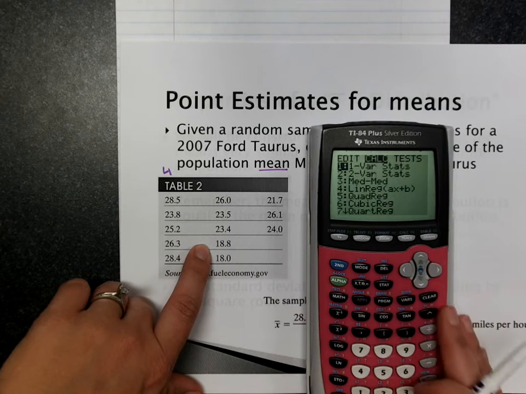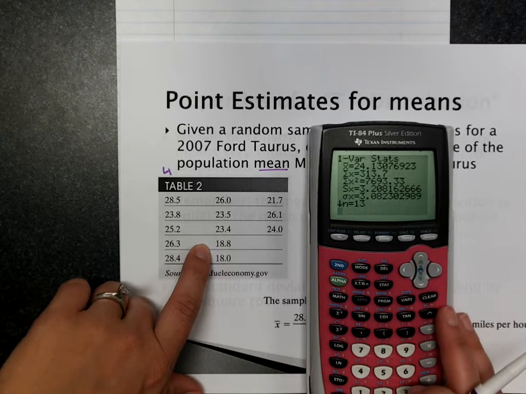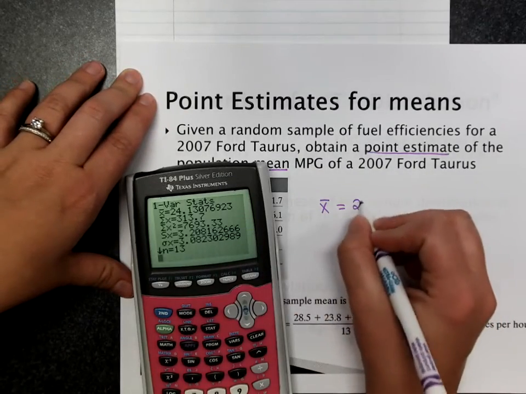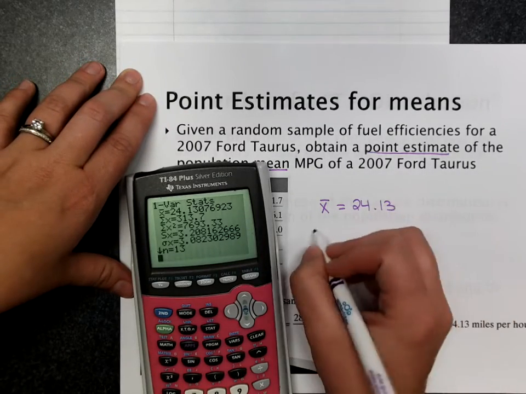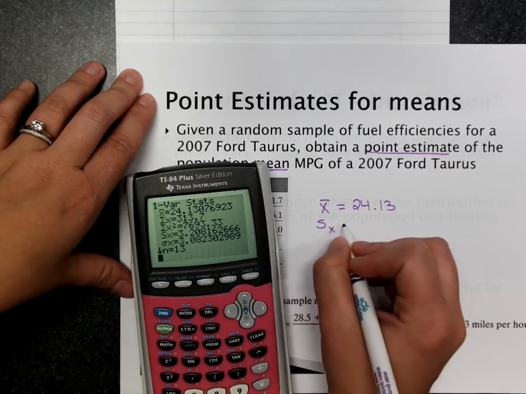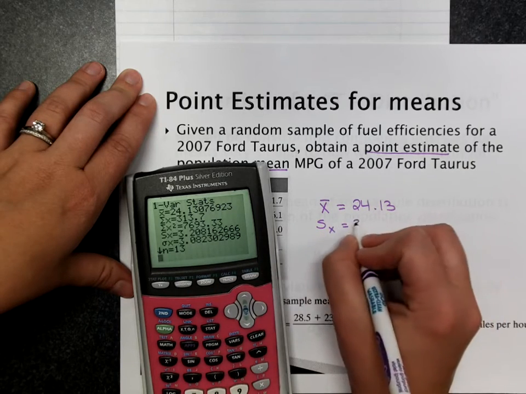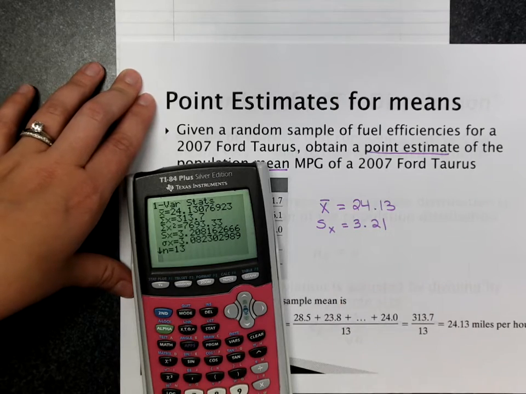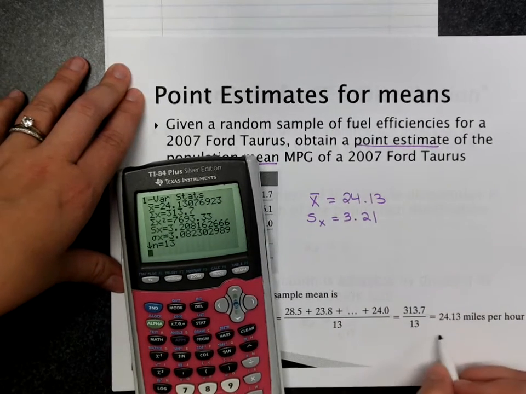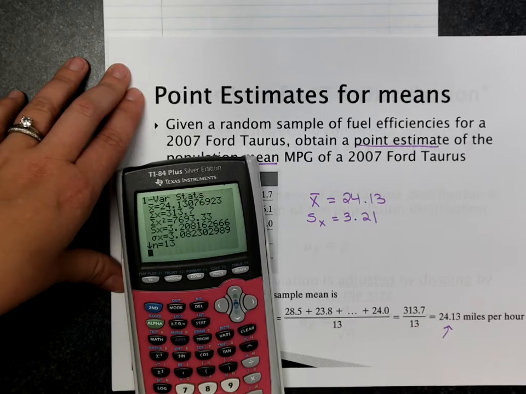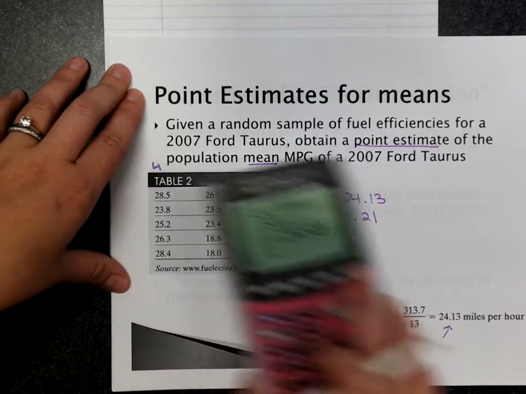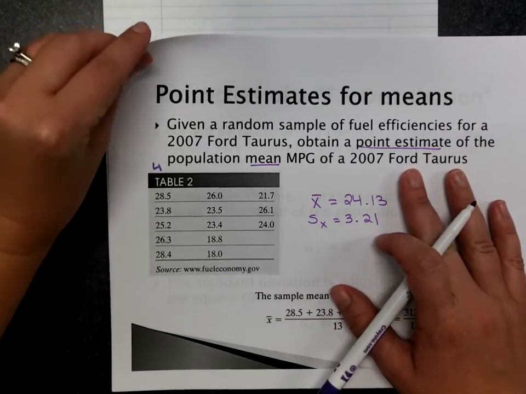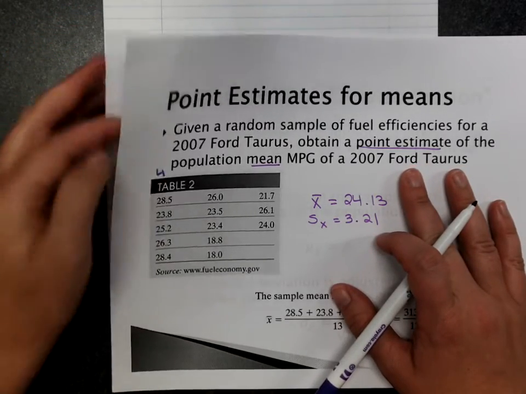If you go to stat calc 1-var stats, that should give you that same value, the x bar of 24.13. And I'd also like to write down the standard deviation for the sample, which is 3.21. We're going to be using those values a little bit later. But for now, we're looking at the point estimate of 24.13 miles per gallon. So keep this page handy. We're going to be referring to it again towards the end of this section.